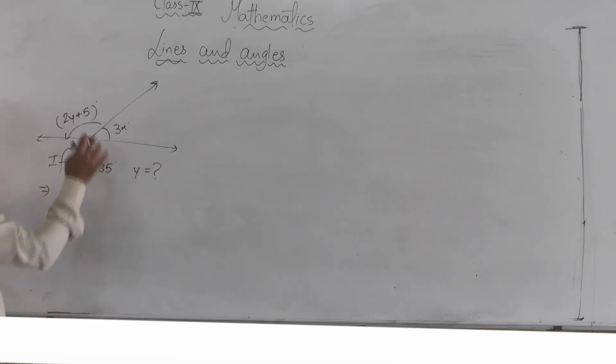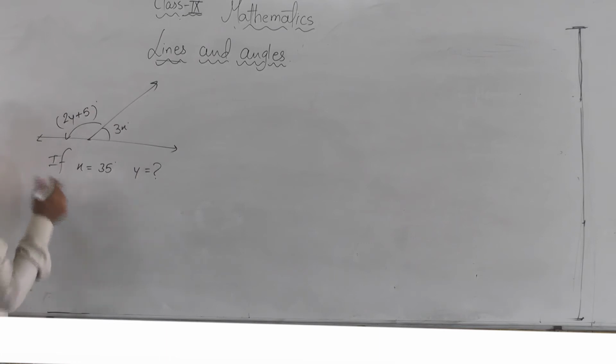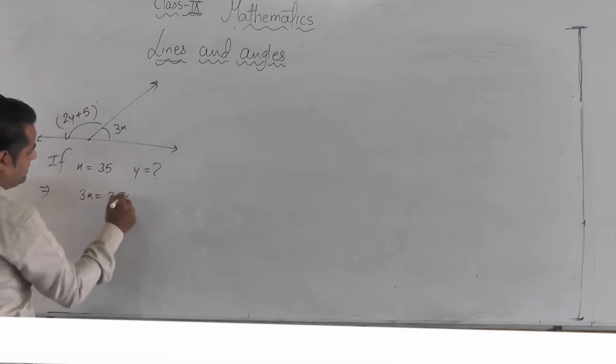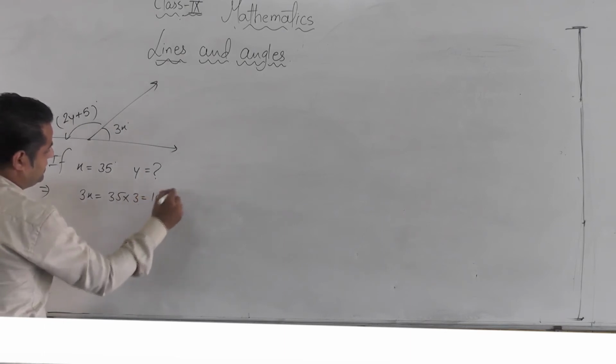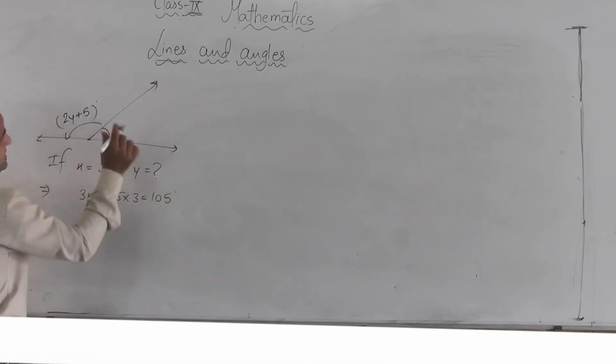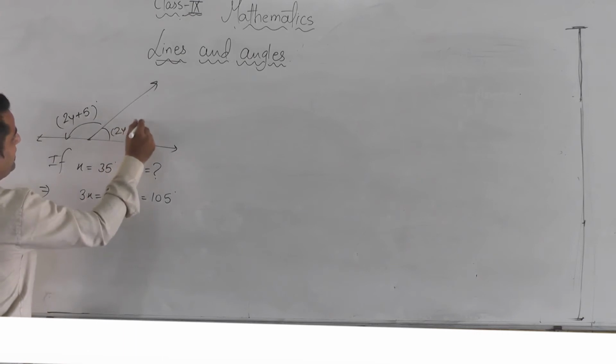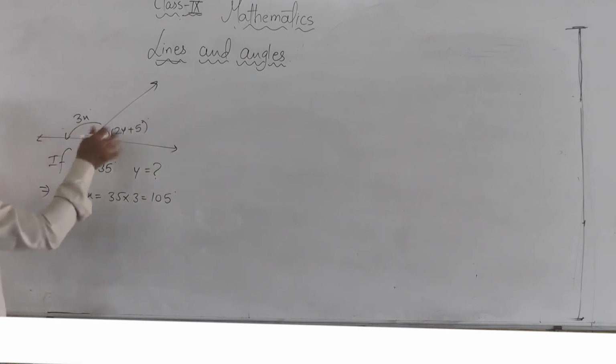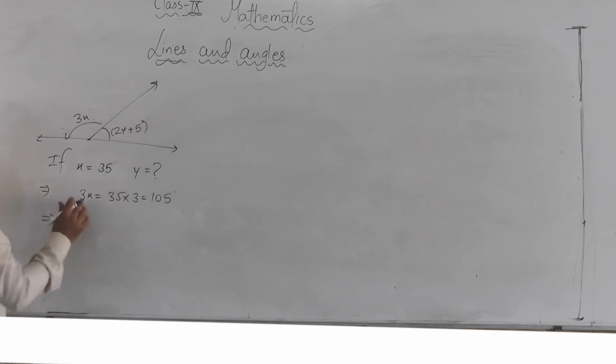Now see, if x is 35, then this 3x would be what? 35 times 3 is 105. So we can change the value. This will be 2y plus 5 and this will be 3x, and now it looks like 105.